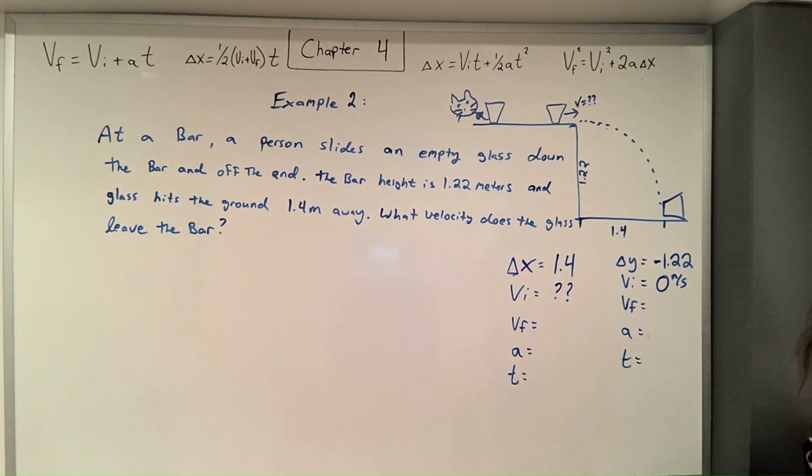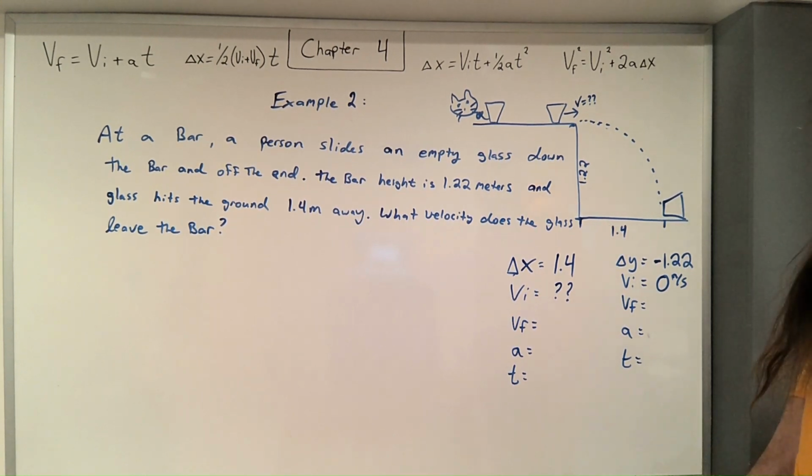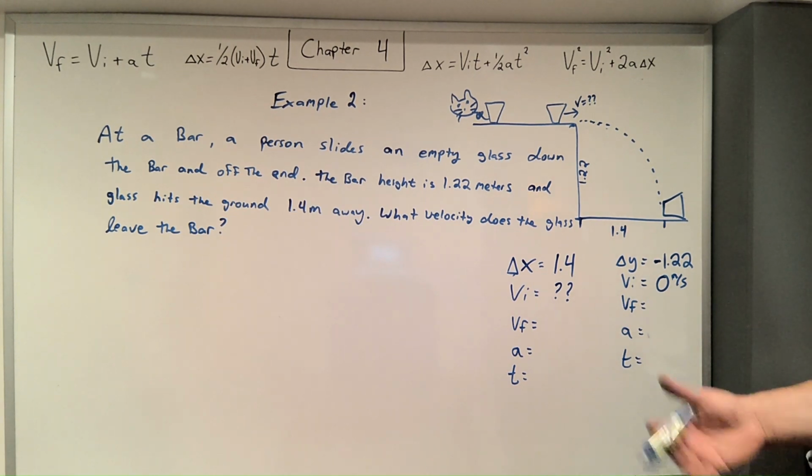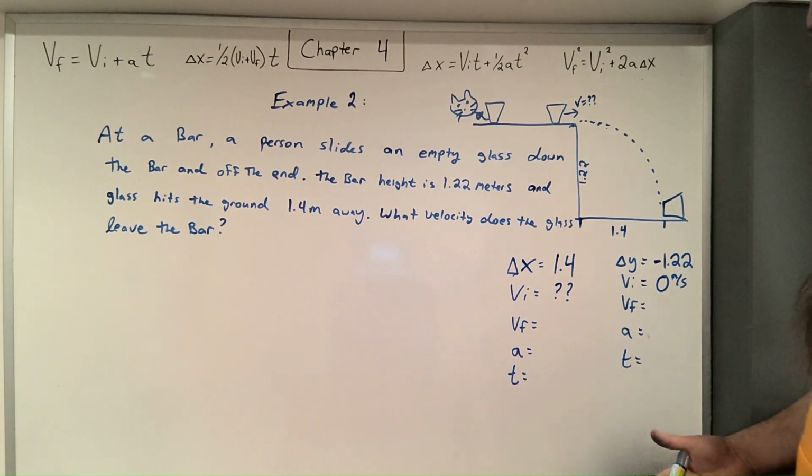How about the final velocity? Again, some of you want to put zeros for that. We cannot put a zero because yes, it does hit the ground, but it hit the ground with a final velocity. It had to be moving in order to hit the ground, so we don't put a final velocity of 0 in there.